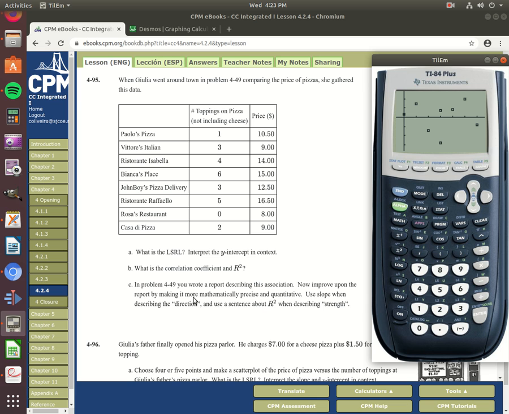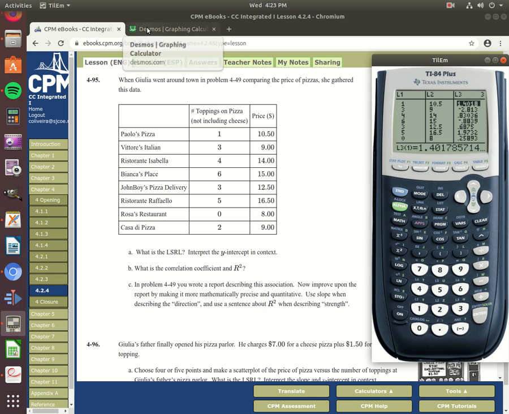So in problem 449, you wrote a report describing this association. Now improve upon the report by making it more mathematically precise and quantitative. Use the slope when describing direction, which we've already done. Use a sentence about R squared when describing strength, which again we've already done. And we actually threw in extra that a line is a good fit as well.